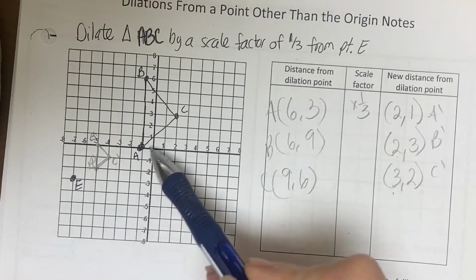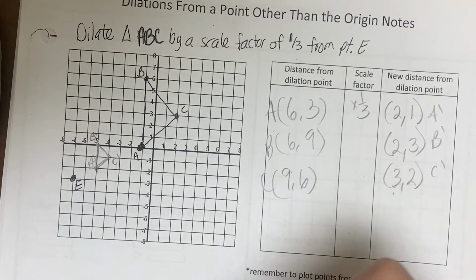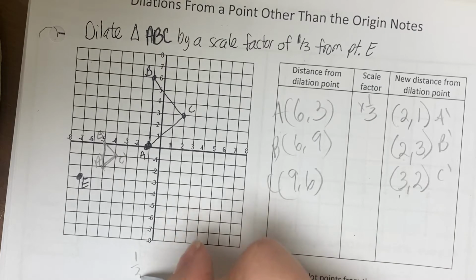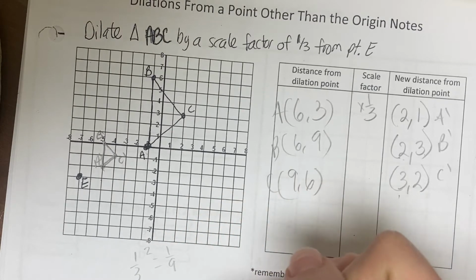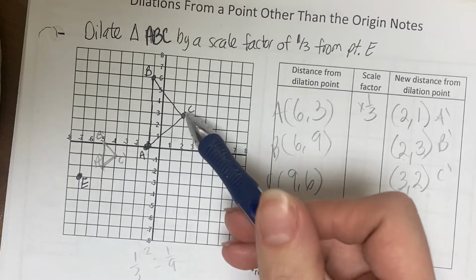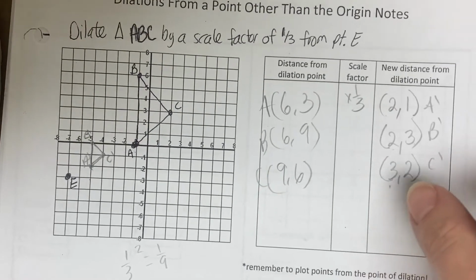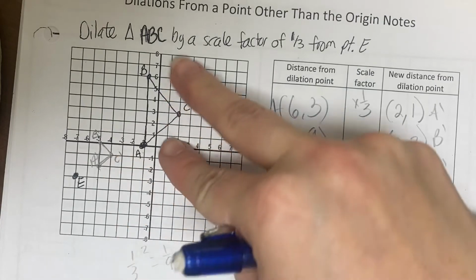So my A and my A prime, 1/3 the distance. Again, like with the last dilation video, if I do 1/3 and I square it, the triangle, my new shape, is 1/9 of the original shape. All right, we'll do one more example. So with the 1/3, it gets smaller and closer to the origin.